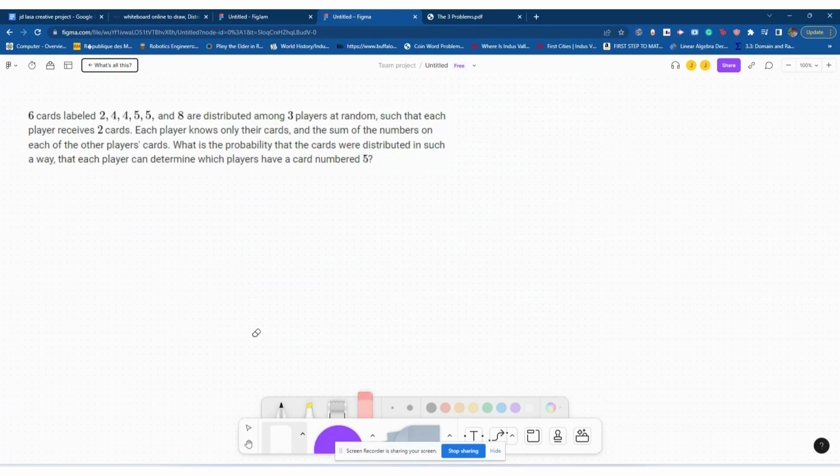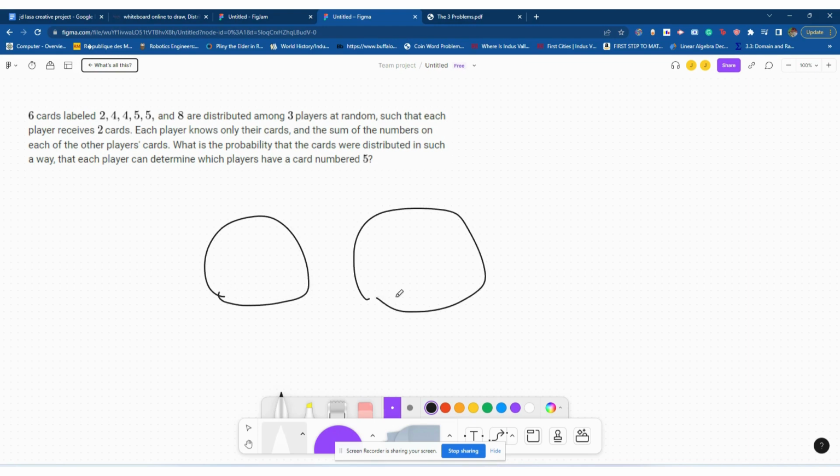So this is the problem I chose to present for my project. So take a minute to read the problem, and now pause the video, and now I'll be presenting the solution. So what we can do is split this into 2 cases, where the first case is if the 5s are distributed to different people, and the second case is if the same person has the 5s.